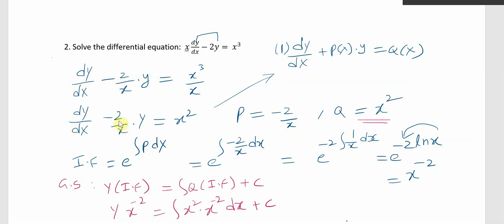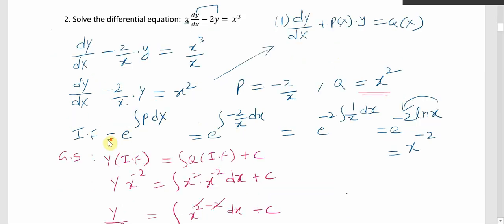Minus 2 over x, x power 2. So on comparison with the standard form of a linear differential equation in y, we get P as the coefficient of y here, minus 2 over x, not plus 2 over x, with minus. With the sign we need to take minus 2 over x is P. Q is right hand side, that is x power 2.